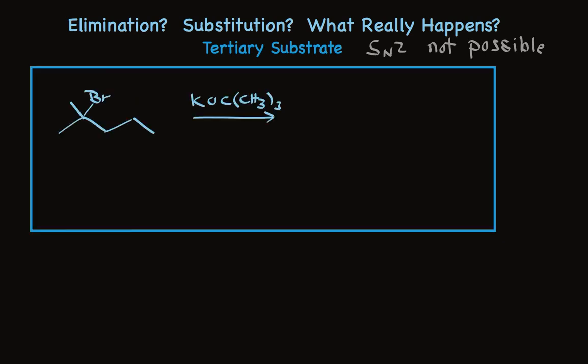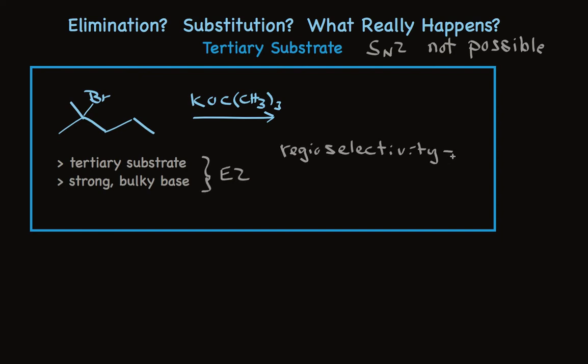Treatment of this tertiary alkyl bromide with potassium tertiary butoxide uses a strong, bulky base. So we notice right away that it's a tertiary structure, that it's a strong, bulky base, and we know that it's an E2 reaction.